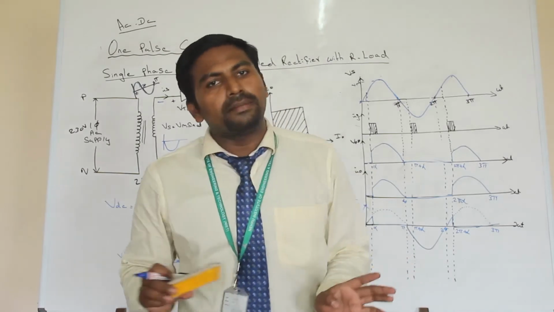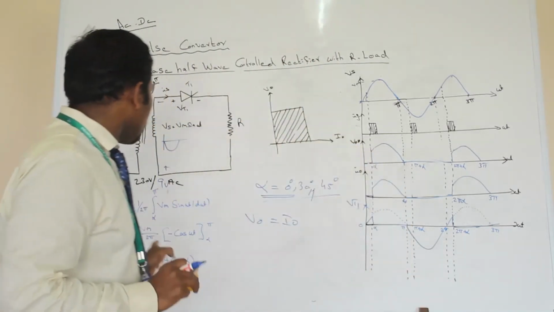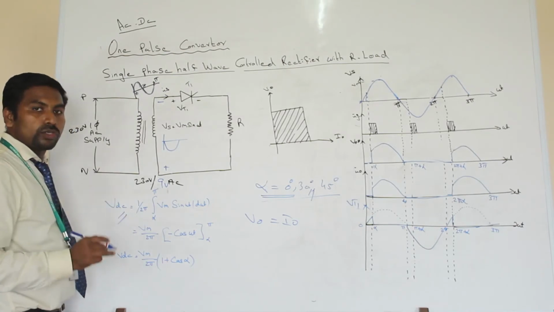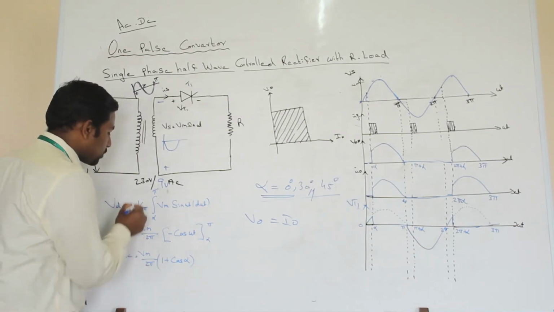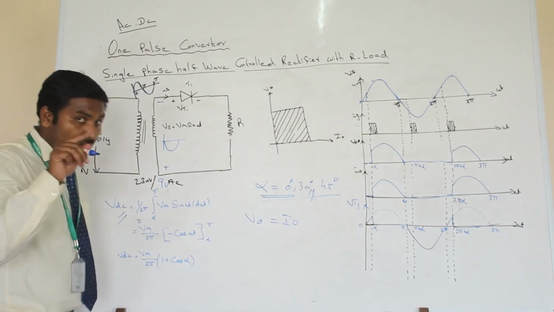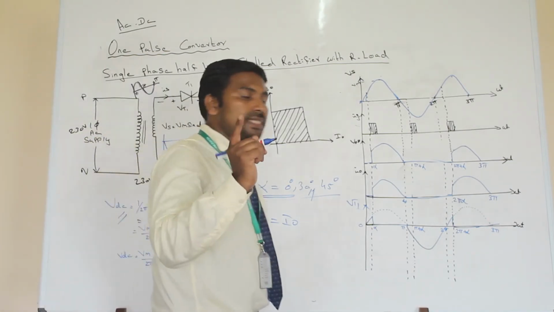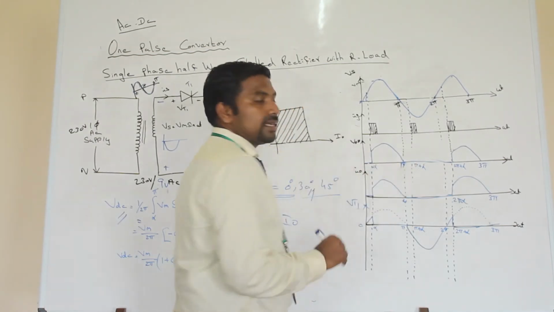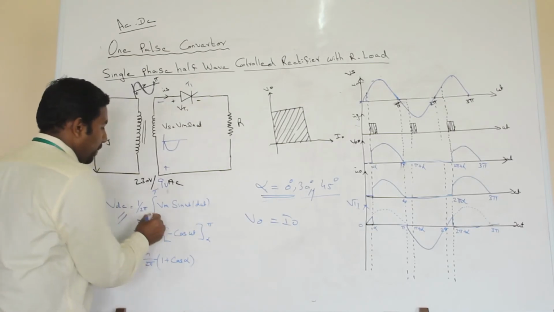Also, you can do the mathematical calculation here, so you can calculate the output voltage. Output voltage VDC is equal to, because it is a half wave rectifier, 1 by 2 pi, and the limits will be from alpha to pi.